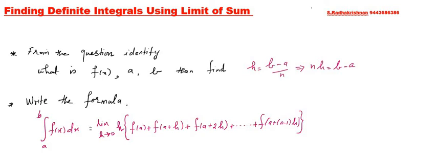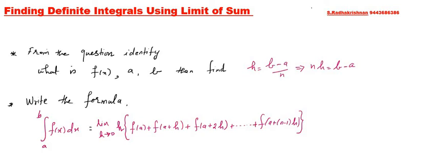The first thing you have to remember: from the question, identify what is f of x, a, and b. A is nothing but the lower limit, b the upper limit. Then from these, you find h is equal to (b minus a) by n. This implies nh is equal to b minus a.